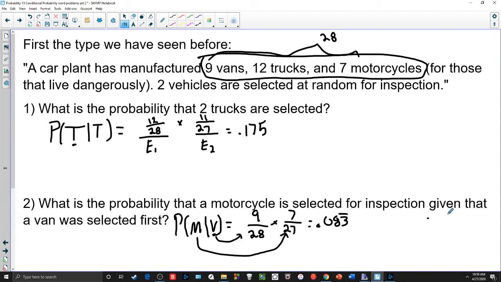This is no different, like I said, than the marble problems of without replacement and with replacement that we did last week. It's just, again, a different wording to them.